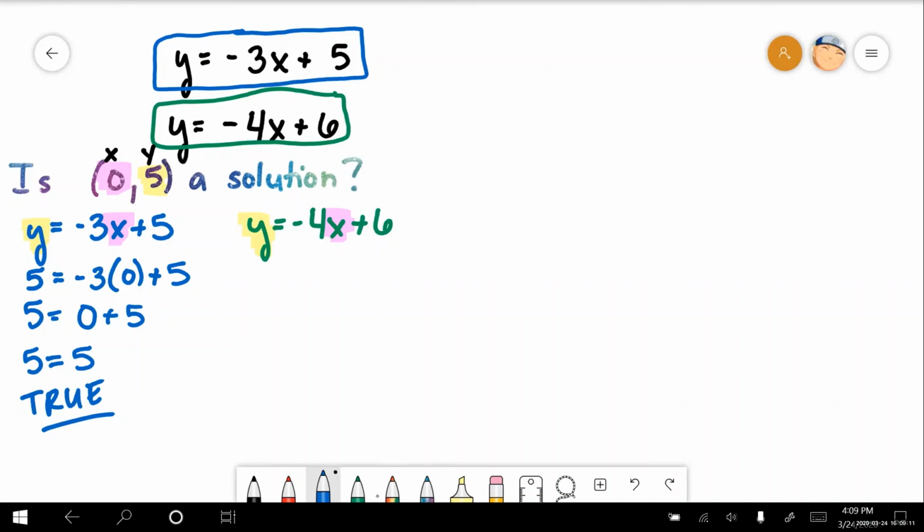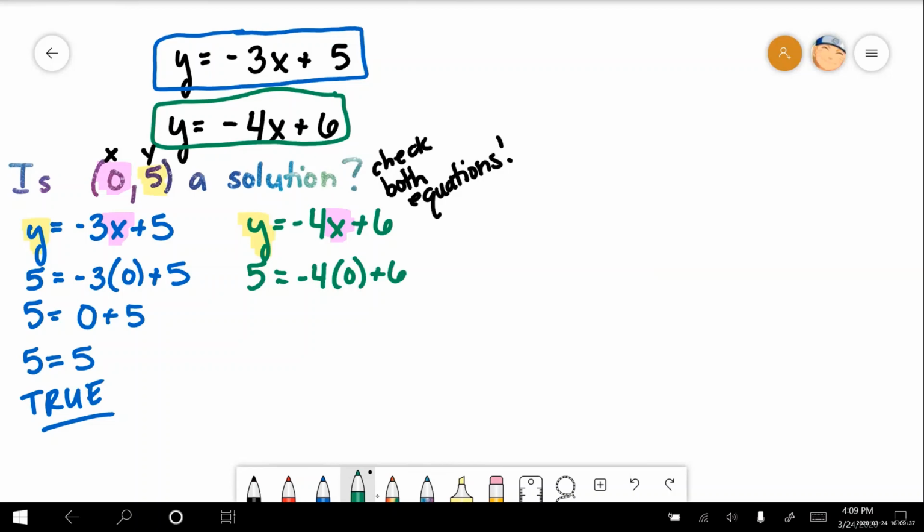It's very important that we check both equations. All right, so now I'm going to go ahead and take that 0, 5 pair, and I'm going to check it in this green function. So y was 5, x was 0. I'm using parentheses again to show multiplication.